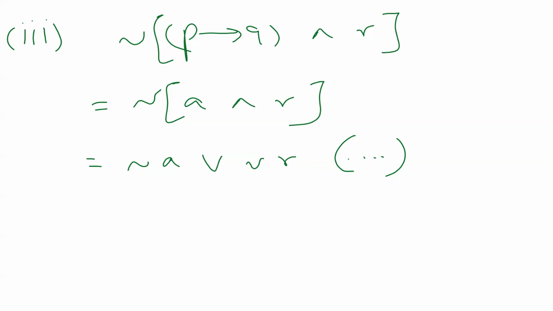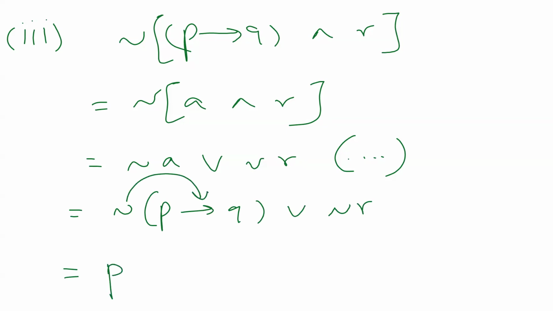Now put the value of a. A is p implication q. Now negation of implication. First statement as it is. Implication becomes and. Negation of the second statement. Then you'll write down negation of implication.